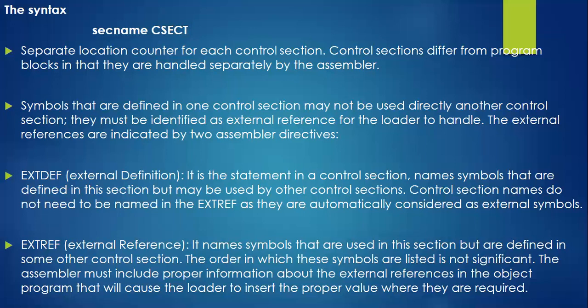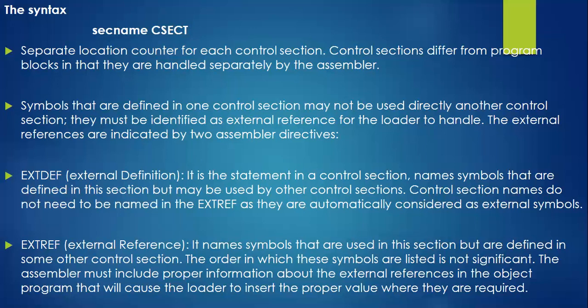So in further slides, you will learn how it should be defined and how it should be called. It's very simple. We need to use a directive called external definition, and in front of that, the name of the operand which can be referred to by other control sections. Then later, if you are okay, fine.